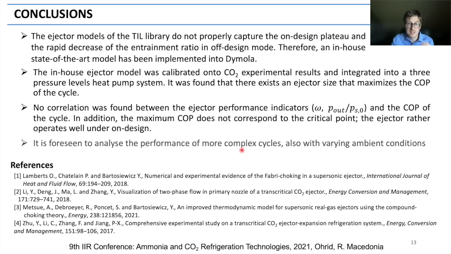Therefore, it would be interesting in the future to study in more detail the dependencies of ejector operating regime and maximum COP, also for more complex cycles, and it would also be interesting to see how this optimum COP can vary with the ambient conditions.